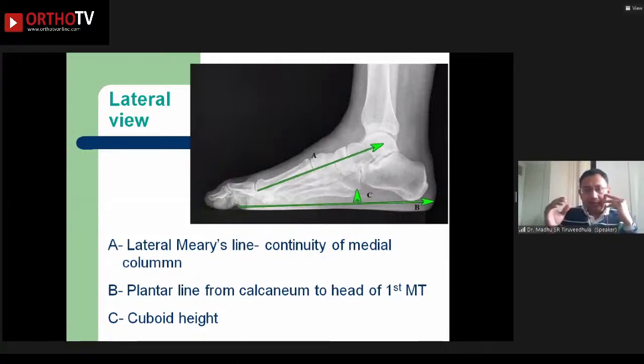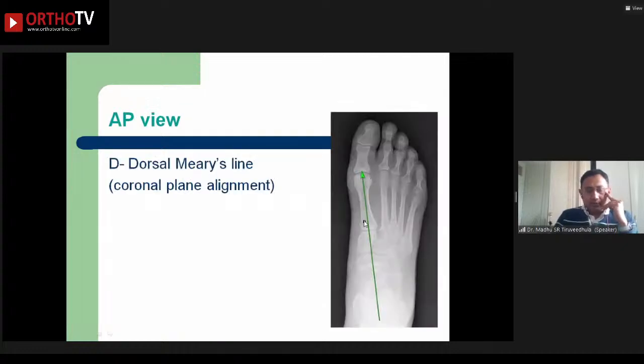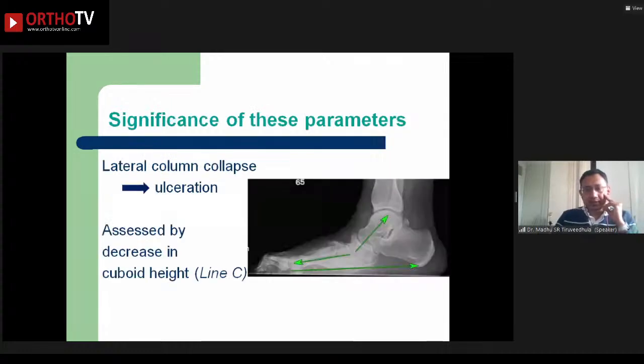So there is a critical point which we'll describe in future. So we talk about line A, which is the Meary's line, and line C, which is the cuboid height. And on the AP view, we talk about the dorsal Meary's line. Now, this is only of importance when we're reconstructing the foot, because obviously this does not cause ulceration itself. So the significance, as I mentioned, is that if the midfoot collapses and the cuboid drops down below this line, that can cause pressure, a classic rocker bottom deformity, and ulceration on the plantar lateral side of the foot.